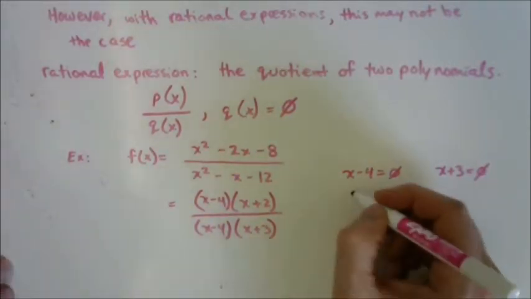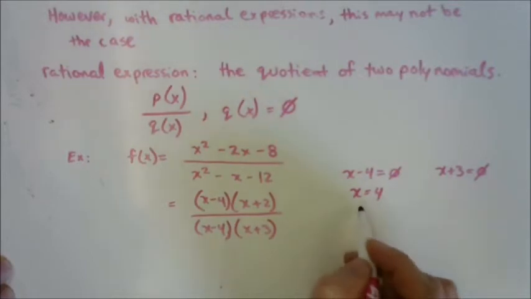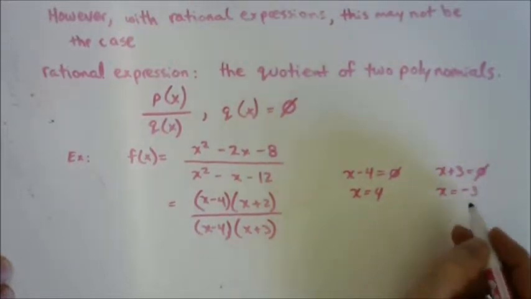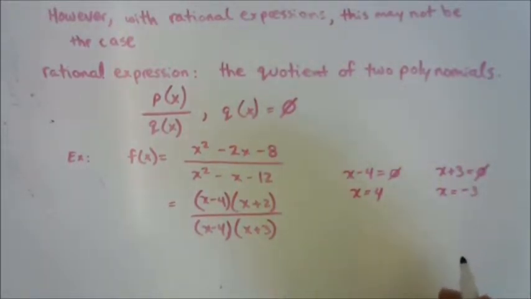Some of this should be quite familiar. We're going to add 4 to both sides. That tells us there's a restriction at x equals 4, which we found. That was a gap. And here there's a restriction at x equals negative 3, which we found it was still an asymptote.